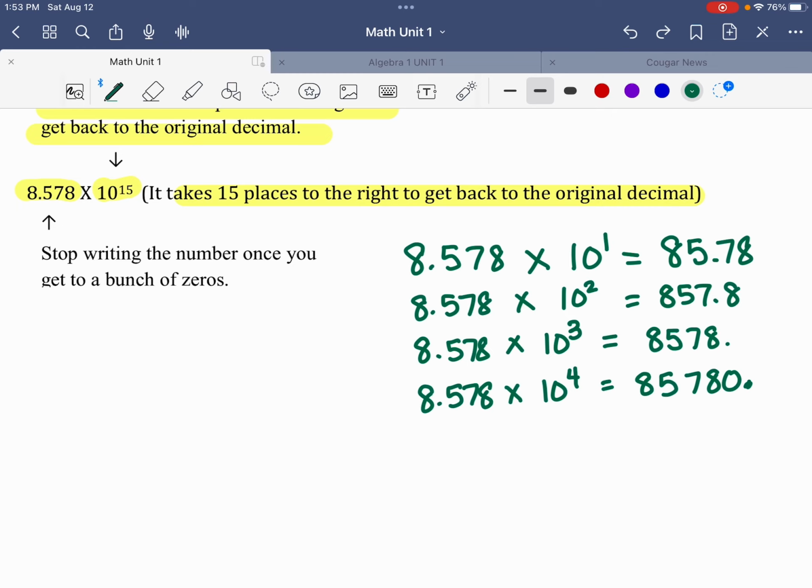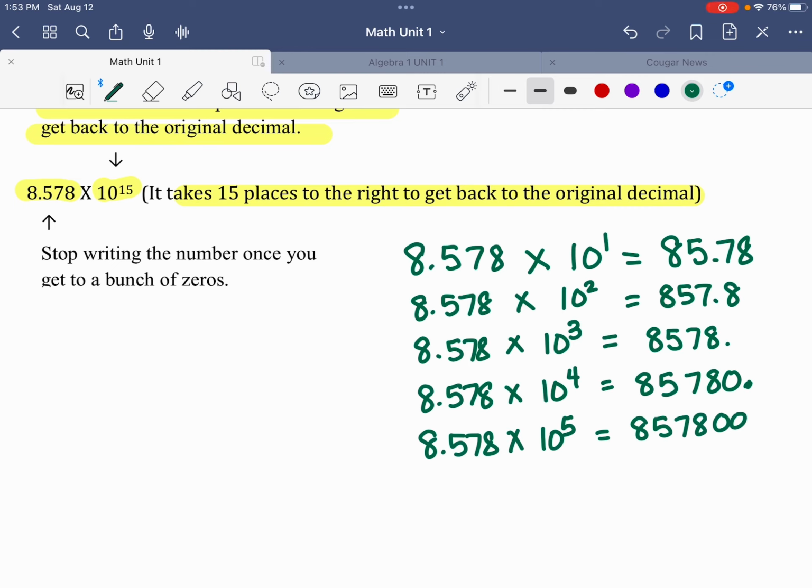And again, if you multiply 8.578 times 10 to the fifth power, that'll move the decimal 5 places to the right, and it becomes this number, because we have to start adding zeros when we move the decimal, because there's nothing there.